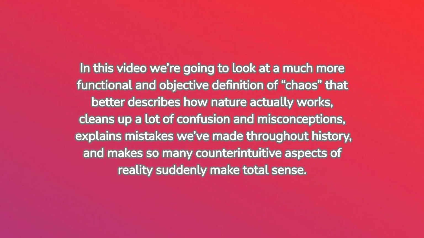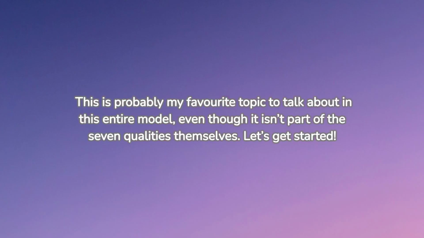In this video, we're going to look at a much more functional and objective definition of chaos that better describes how nature actually works, cleans up a lot of confusion and misconceptions, explains mistakes we've made throughout history, and makes so many counterintuitive aspects of reality suddenly make total sense. This is probably my favorite topic to talk about in this entire model, even though it isn't part of the 7 qualities themselves. Let's get started.